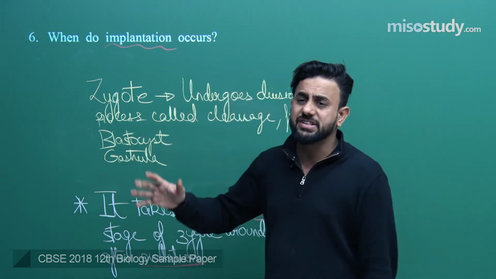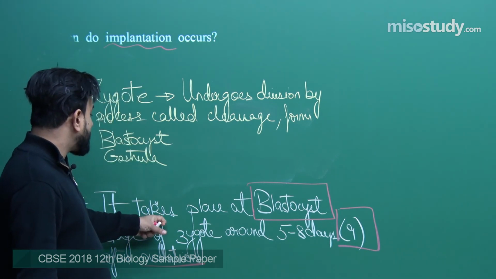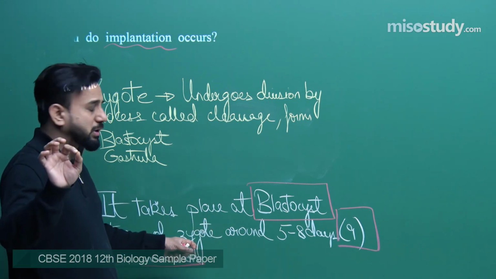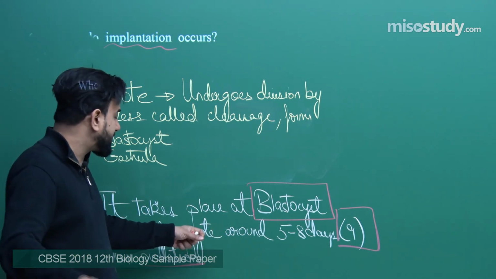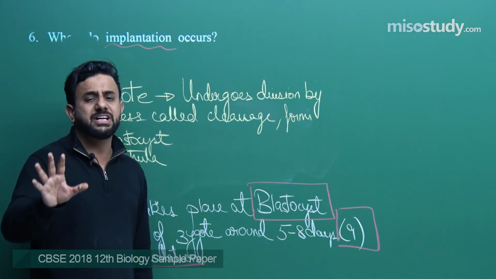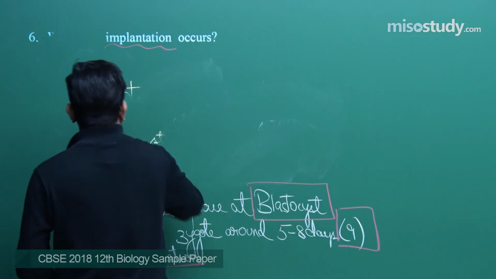This is just to understand: your answer will be that implantation takes place at the blastocyst stage of the zygote. Even this is a little extra you're answering, but no problem, you can answer around 5 to 8 days, that is 9 days after ovulation. That's it, your question is done. We move on to the next one, and I hope you have understood.